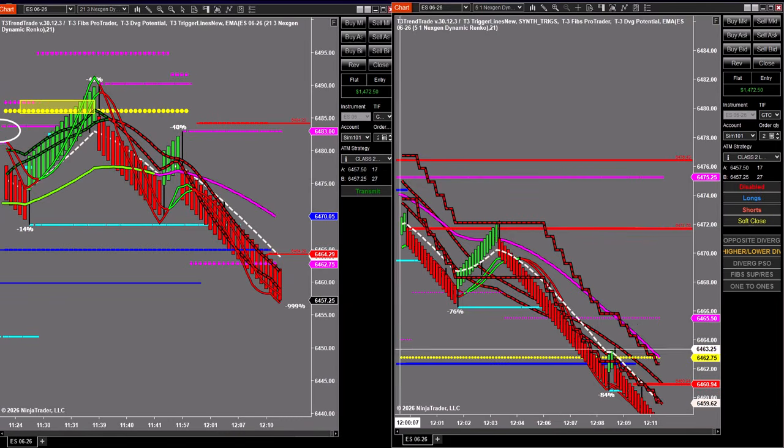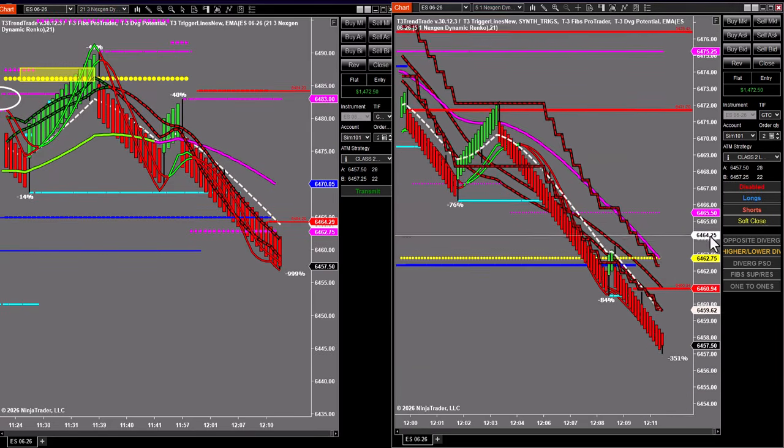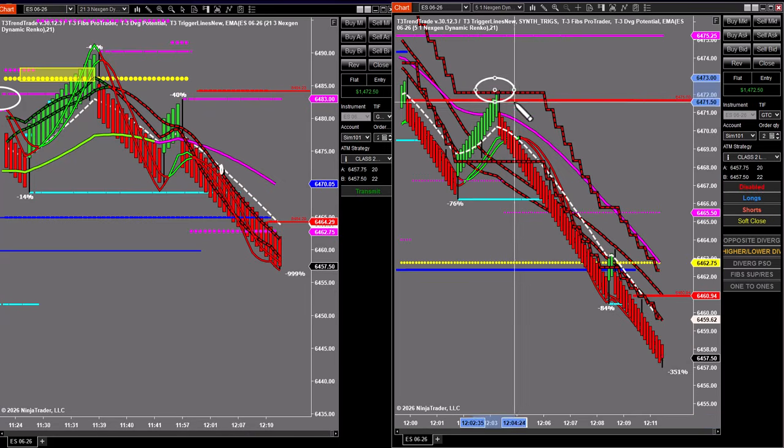The ES, from a discretionary standpoint, that was the same trade. I mean, that's literally right out of the textbook. I can't do both of them at once. I don't even try.